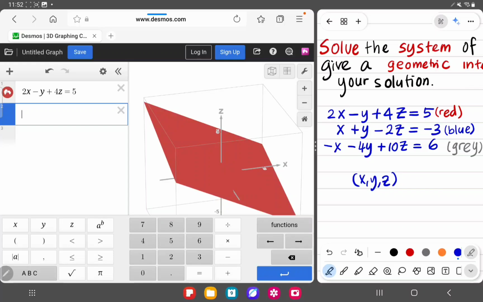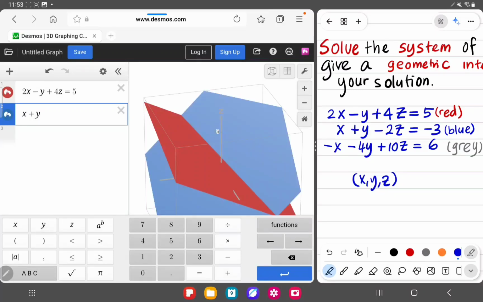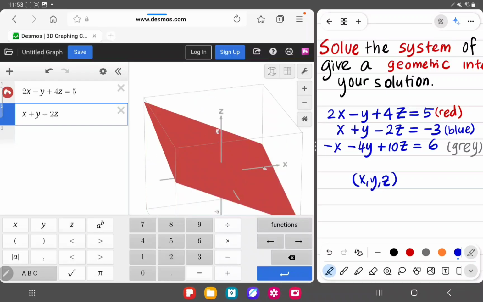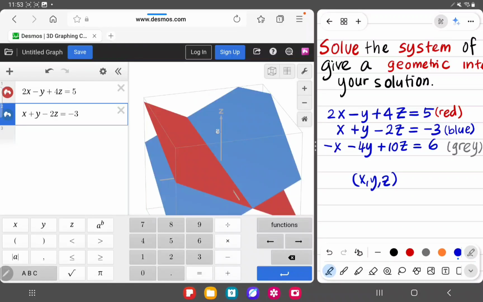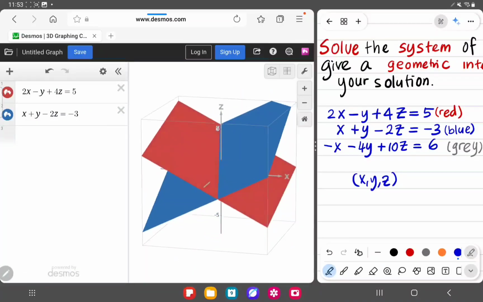The second equation, x plus y minus 2z equals negative 3. This is the second plane, color blue. The red and blue planes intersect along a line. Let me show you.